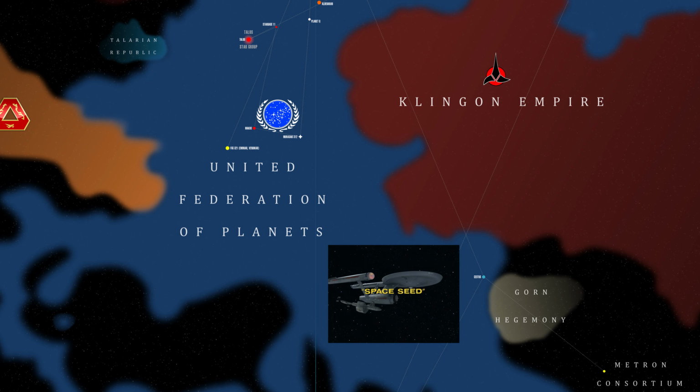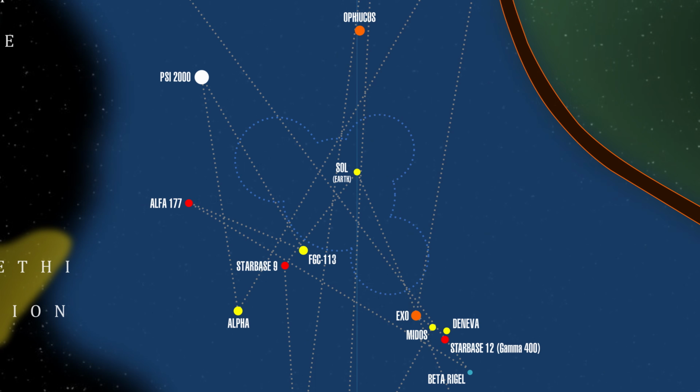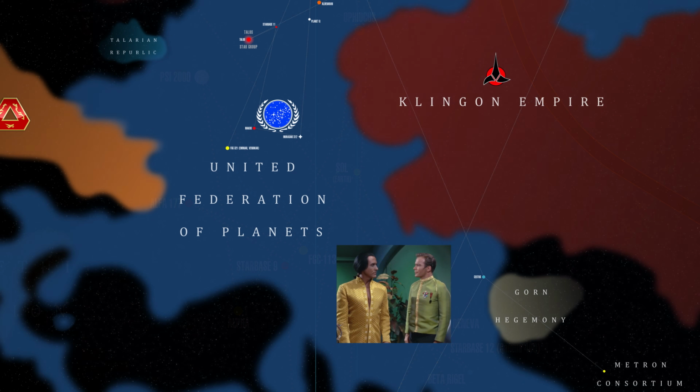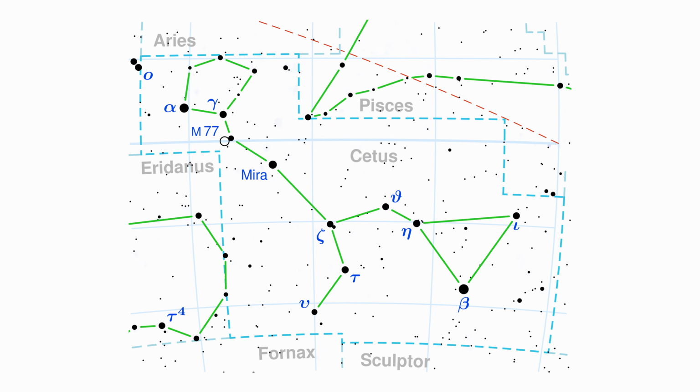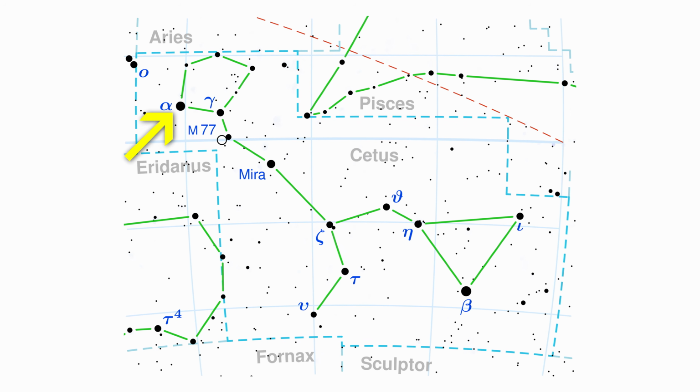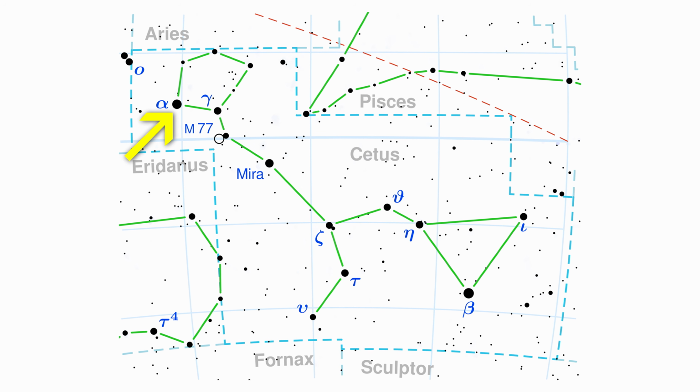In Episode 24, Space Seed, the Enterprise encounters the SS Botany Bay en route to Starbase 12 in the Gamma 400 system. Botany Bay, of course, carries the augment Khan Noonien Singh and 72 of his followers from the period of Earth's eugenics wars in the late 20th century. Famously, Khan and his people are left to tame the world of Ceti Alpha 5, which no doubt orbits the real star Alpha Ceti 250 light-years away.